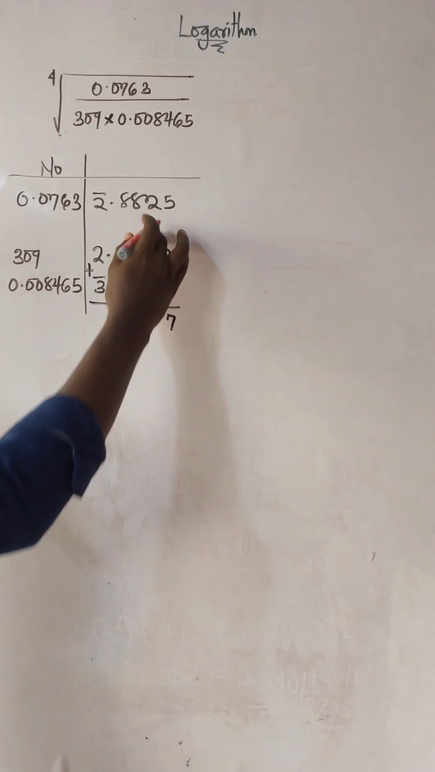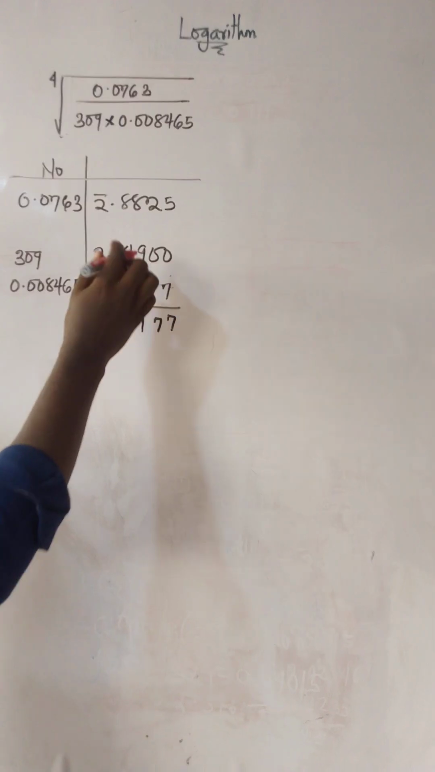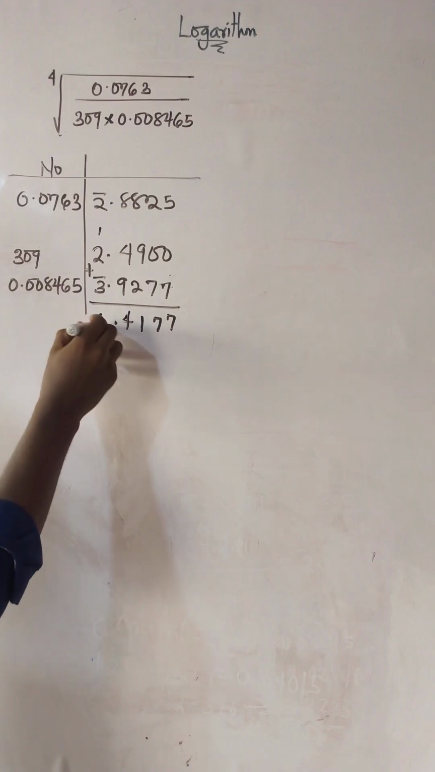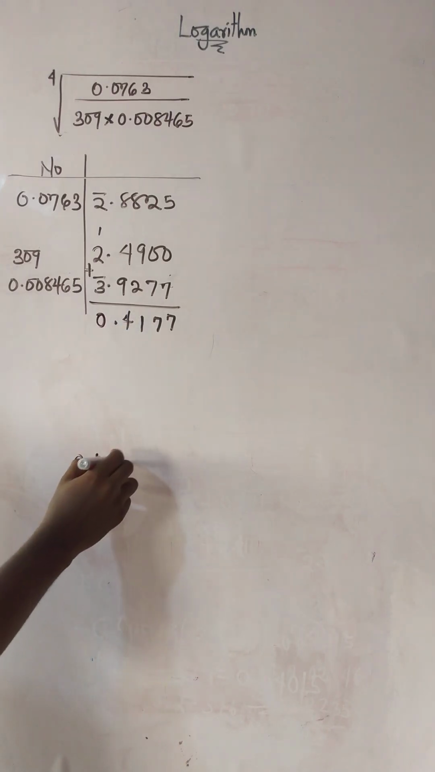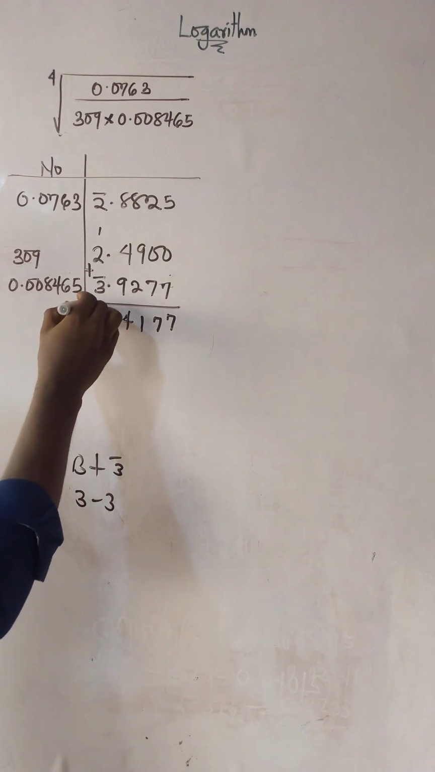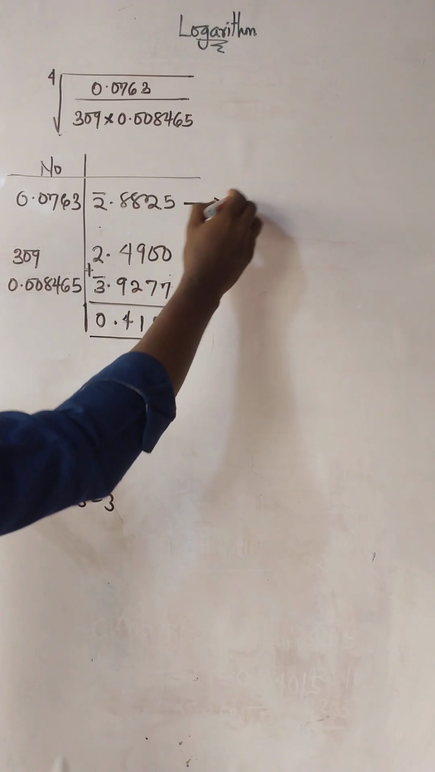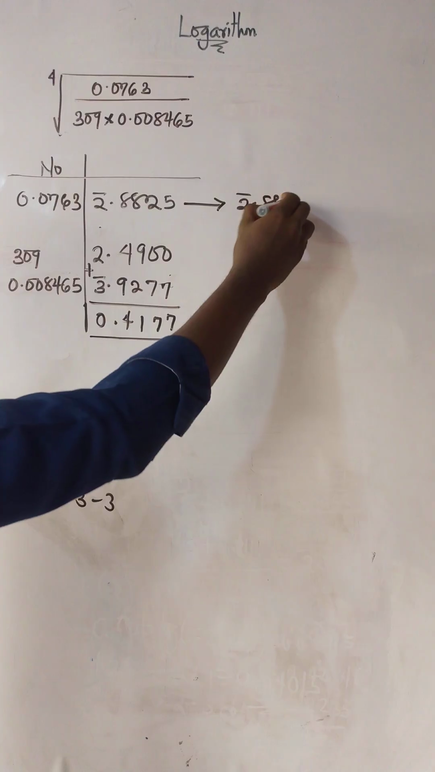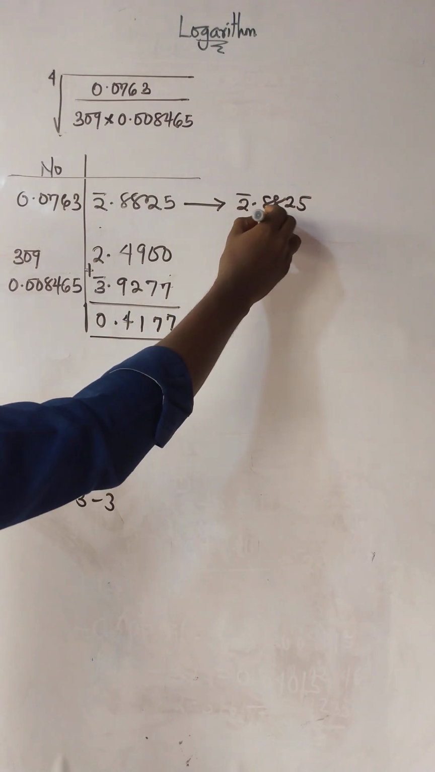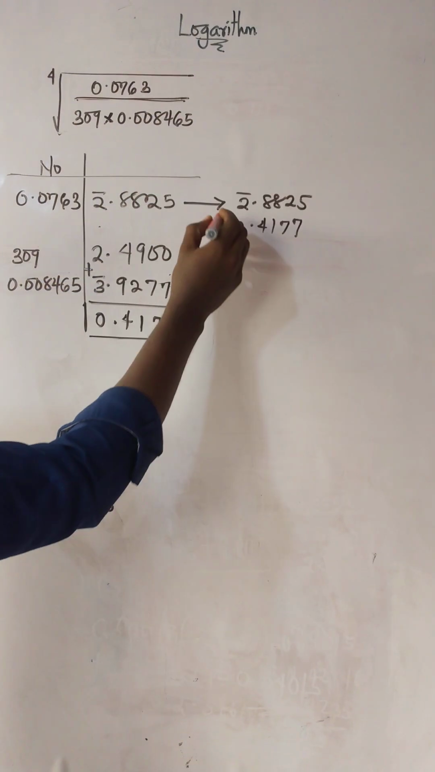This will be 7. This will be 7. 9 plus 2, 11. That will be 14. Carry 1. 1 plus 2 is 3. 3 plus bar 3 is 0. 3 plus bar 3, sitting as 3 minus 3, 0. So this is what I have left for the denominator. So this is our numerator, bar 2.8825. So denominator we have what? 0.4177.